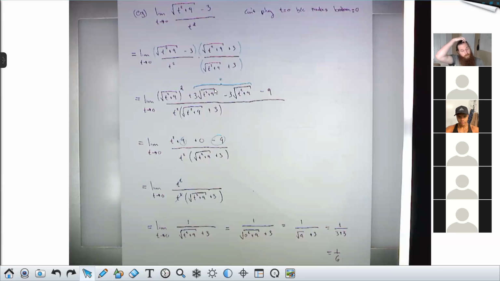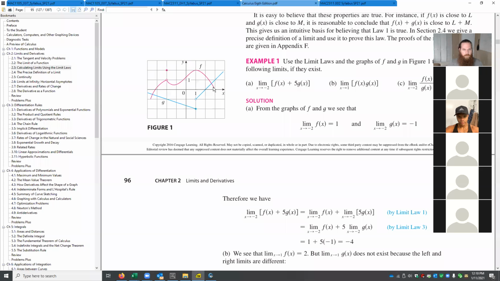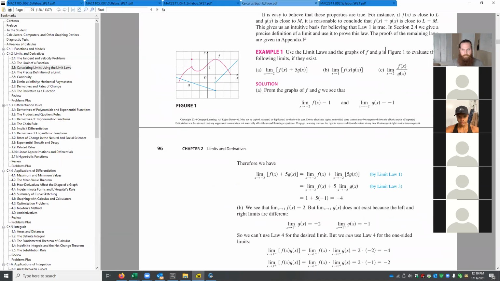Okay, so most of your homework this week is going to be very straightforward stuff. Some of the problems you'll be working from a graph. You'll be able to infer the limits you need from the graph, maybe with some combination of the limit laws. For example, there's my textbook. Let's look at example 1 in the textbook together really quickly, and we'll wrap up like this.